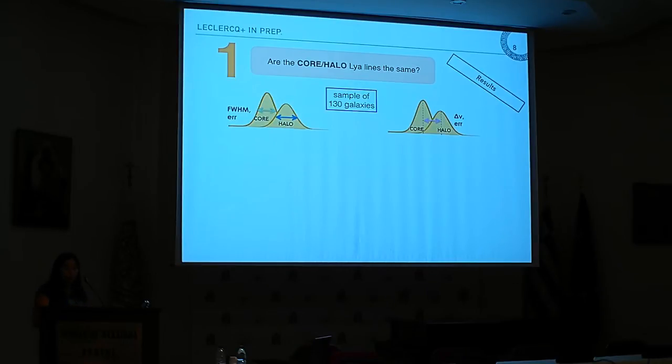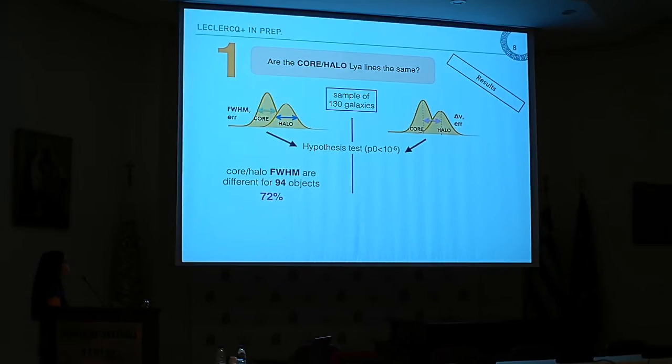And the errors. As you can guess, some of the errors can be really high. So to be sure that we can say that the lines have a significantly different width and a significantly different peak position, what I did is a simple hypothesis test, which led us to say that there are 94 objects, which represents 72% of our sample, where the lines are significantly different in terms of width in the core and the halos. I did the same exercise for the peak position of the line.